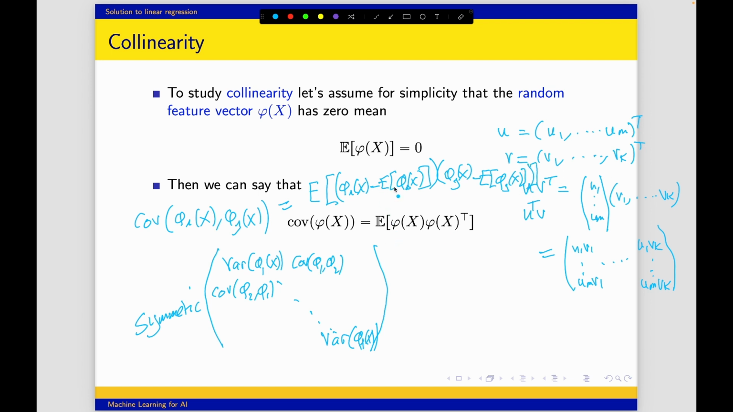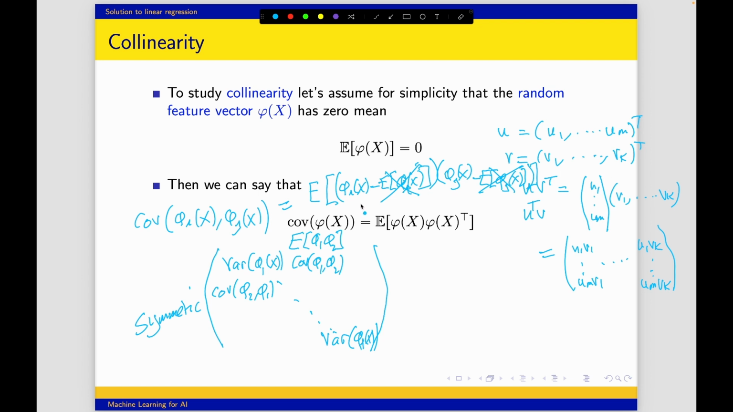But the expected values are 0 because of this assumption. So the expected value of this is 0 and the expected value of this is 0. And so we get the expected value of this times this, right? So here, these are going to be the expected value of psi 1 times psi 2, which is exactly the same as this. And this will be the expected value of psi 1 times itself, and so on and so forth. So this is why we make this assumption. The covariances become simply the second moments.